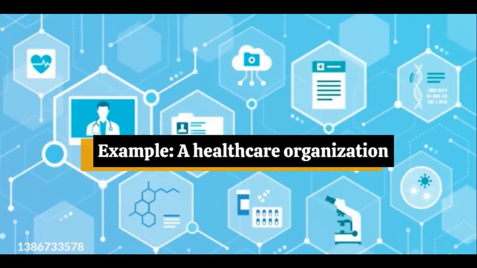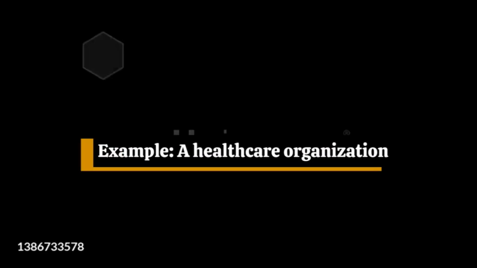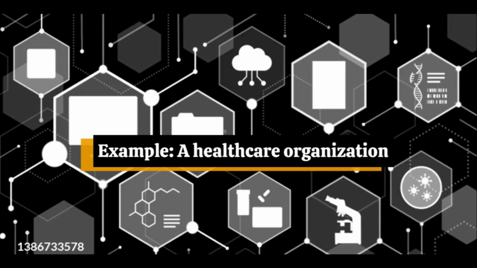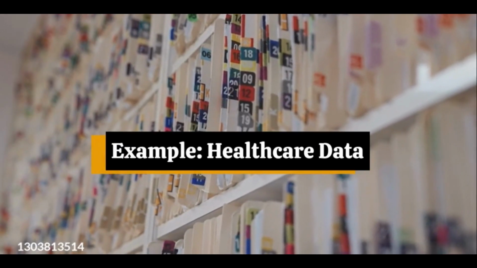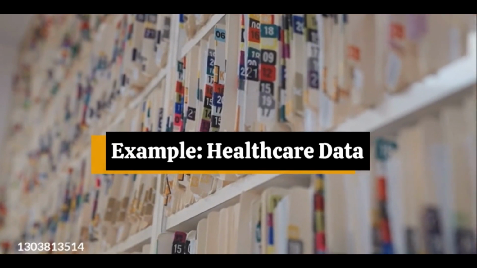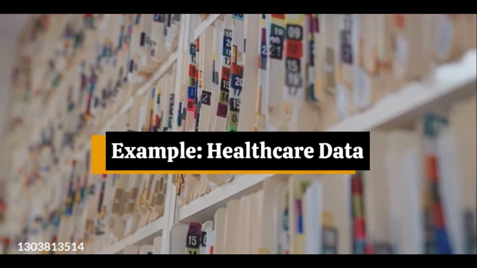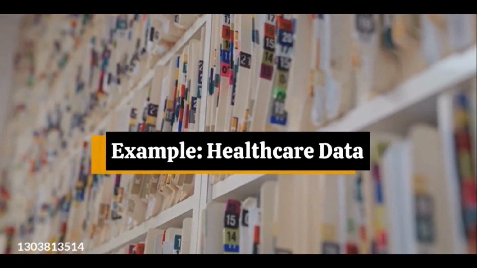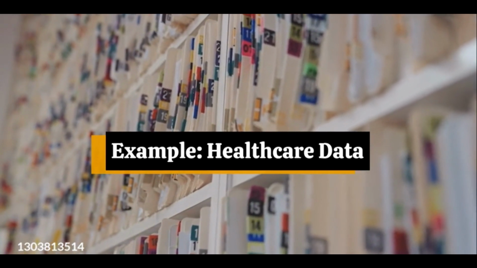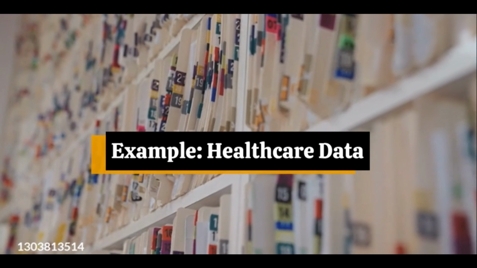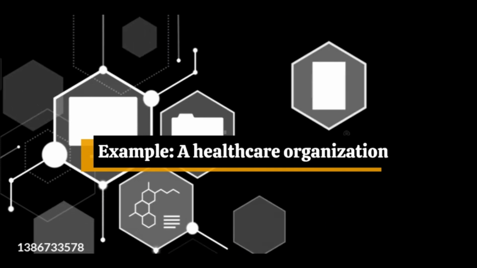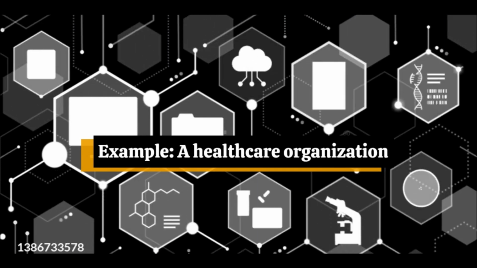Example: a healthcare organization collects structured data from electronic health records, EHR, semi-structured data from medical imaging systems, and unstructured data from patient notes and social media for disease surveillance. Example: healthcare data. Healthcare data comes in various formats, including structured data from electronic health records, EHRs, unstructured data from clinical notes, medical images like X-rays and MRIs, and semi-structured data from wearable health monitors. Integrating and analyzing this diverse data helps healthcare providers improve patient care, identify trends, and develop personalized treatment plans.